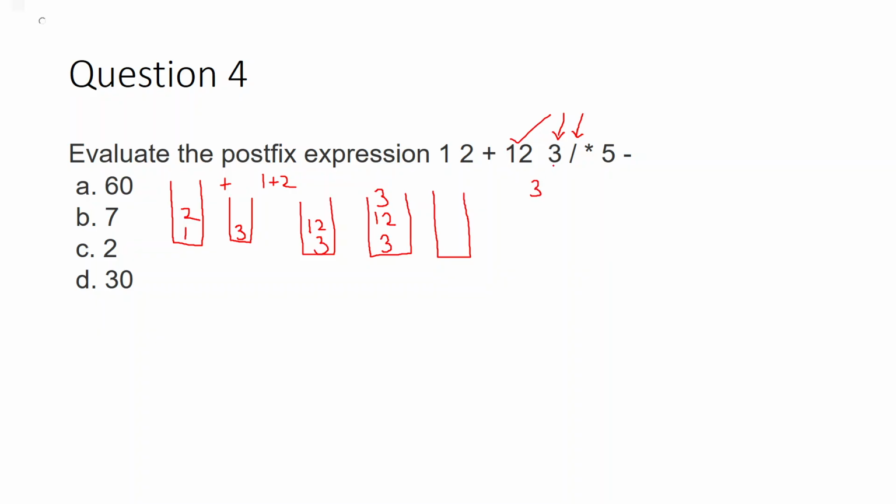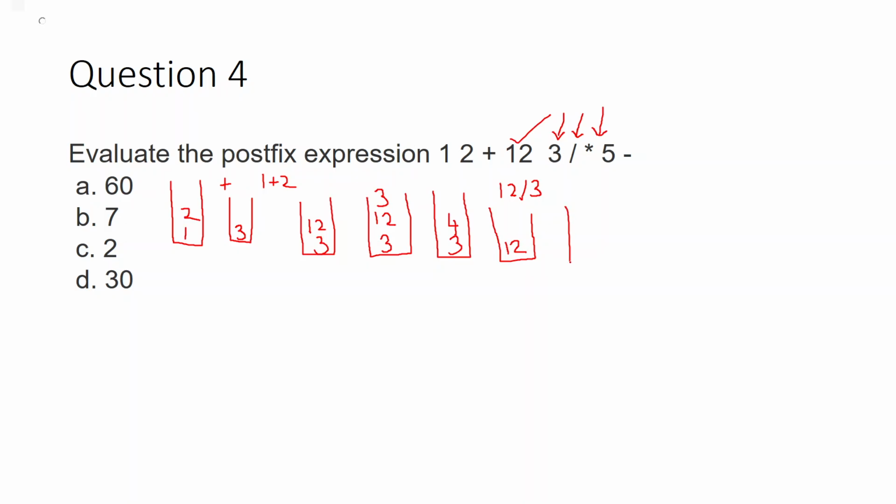3 division 12, the result is 4. We need to push 4 into the stack. Then the next one is the multiplication. So when we find the operator, at that time pop 2 values from the stack and perform the operation. The result needs to be pushed into the stack. That is 12.